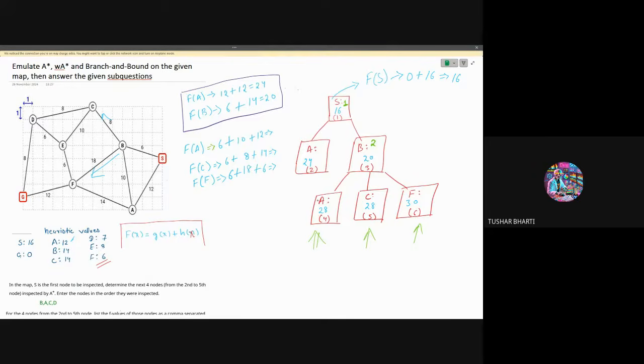So now we will not explore this. We will cut this A here, which has a cost of 28, because we have got A with a cost of 24, so we don't need this 28 A. So we will explore A now. The child of A, A has A to F only.